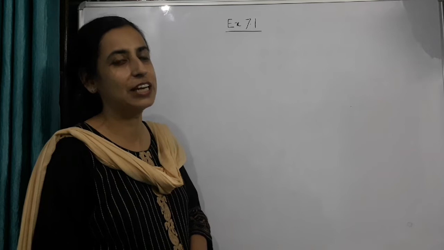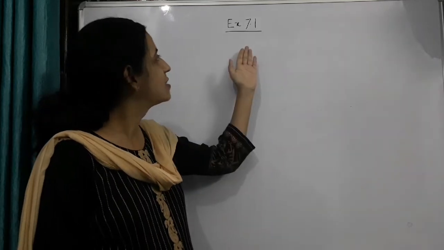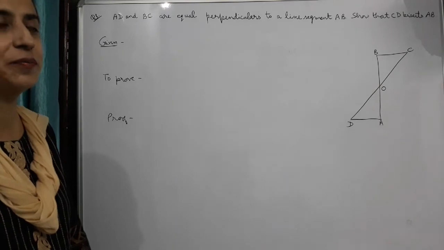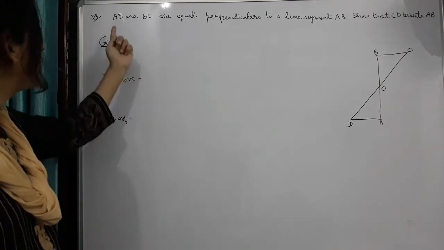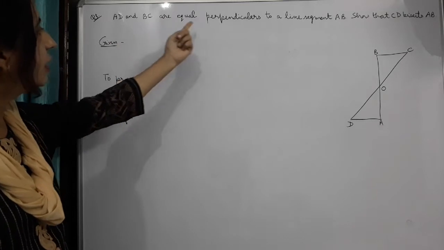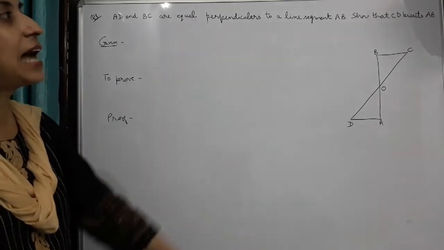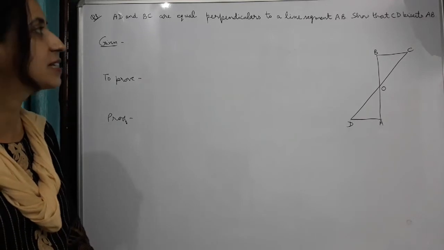In this video, we will continue with exercise 7.1. Now we start with the next question. In this question, they are saying AD and BC are equal perpendiculars to a line segment AB. Then show that CD bisects AB.